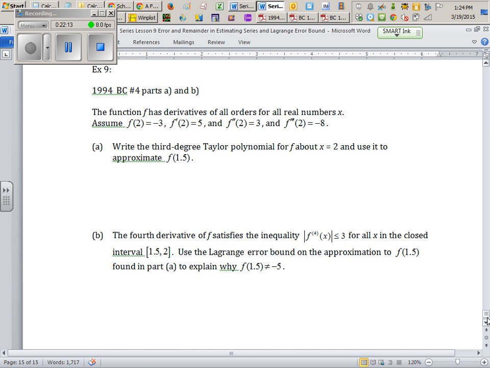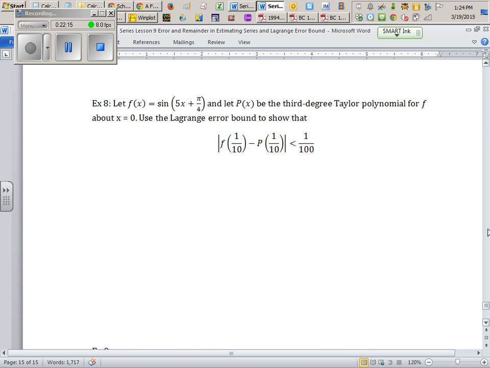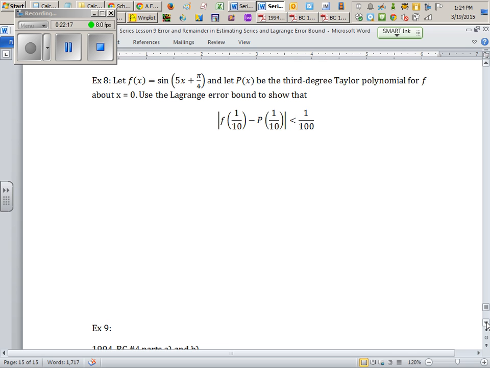This one is an actual AP test question, so it's definitely worth our time. It doesn't mean it's harder, it's just a little different. I thought it was really clever how they wrote the question.